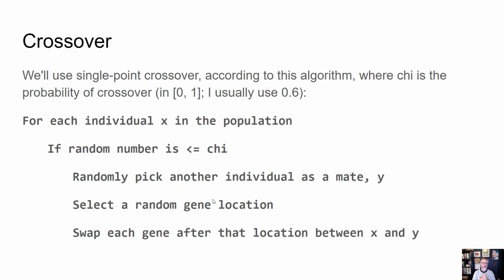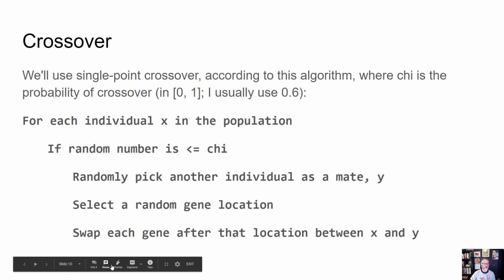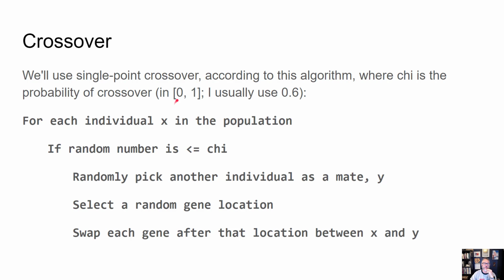We're going to use what's called single point crossover according to the following algorithm here. And in this situation, we're going to use a variable, a parameter called chi. Chi is the probability of a crossover, so it's a number between 0 and 1. And I usually use 0.6 for my value of crossover. You don't have to do that, but that's just one that has been my habit to use forever.